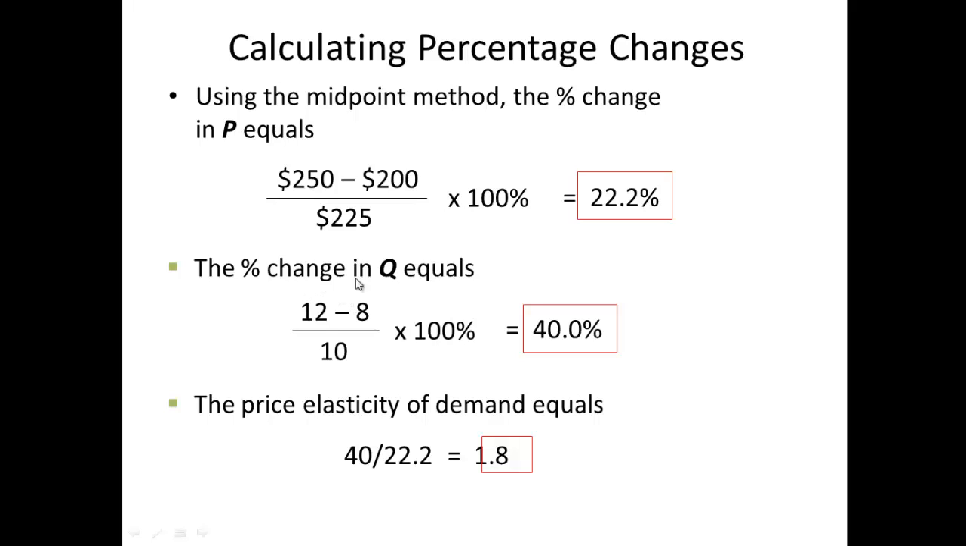And then you take the percentage change in quantity demanded. So you have 12 minus 8, and the midpoint between 12 and 8 is 10. So 12 minus 8 divided by 10, multiplied by 100, gives you 40%. Then you take 40% divided by 22.2, and your elasticity of demand is 1.8.